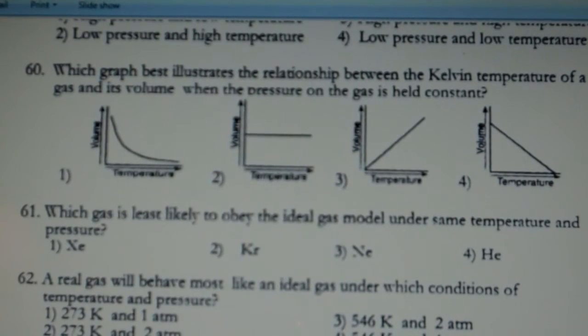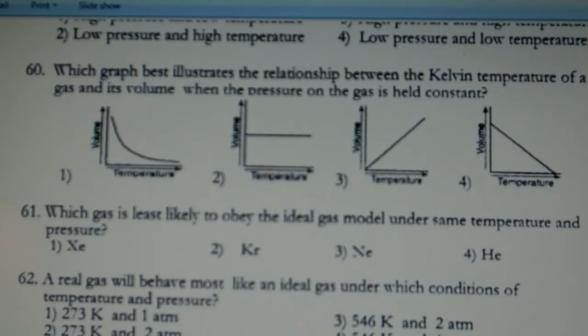You look up all 4 of those on the periodic table: xenon, krypton, neon, and helium, and you find that xenon is the largest, therefore that's least likely to behave like an ideal. Now, if the question were asking for the one that's most ideal, that would have been helium. So in this case, number 61 is 1.